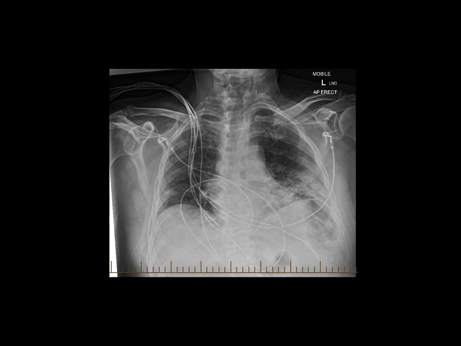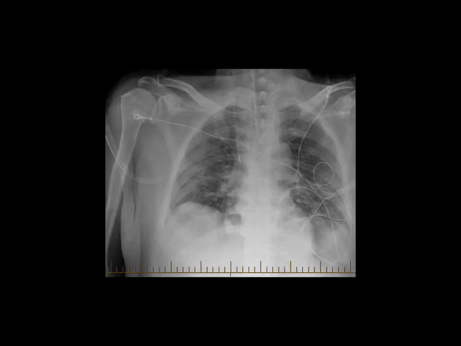And then when he came back, you can see that there are some left lower lobe changes. You can see that there's this interstitial pattern, but if you look behind the heart, there are some air bronchograms there already. So this was when he was admitted to the ward. And then this is post-intubation.